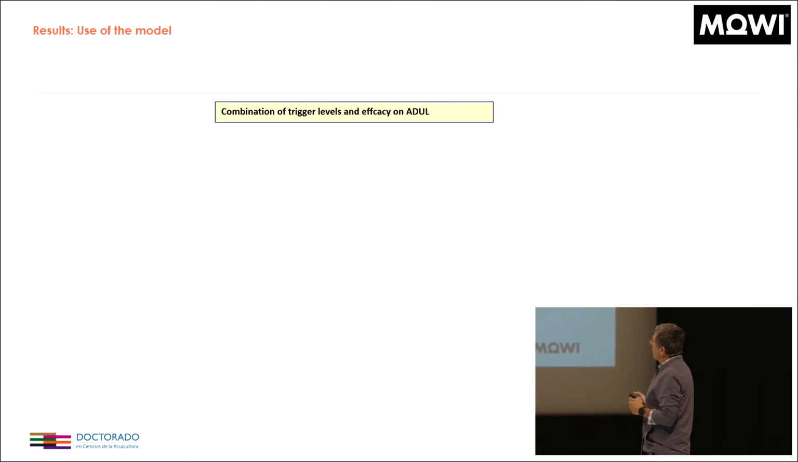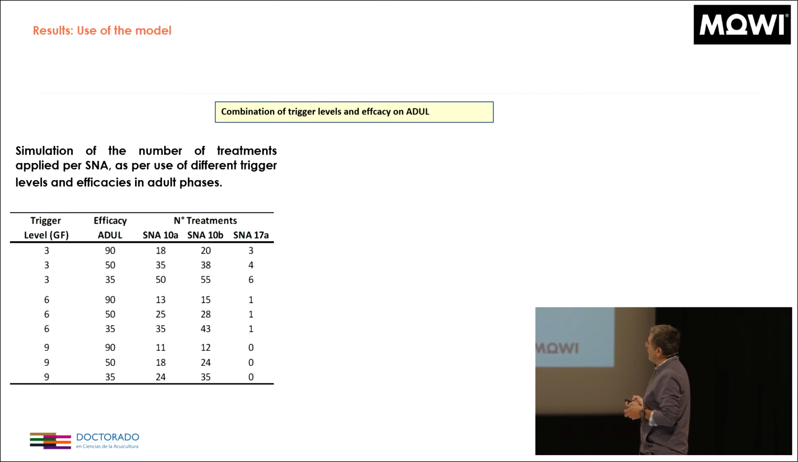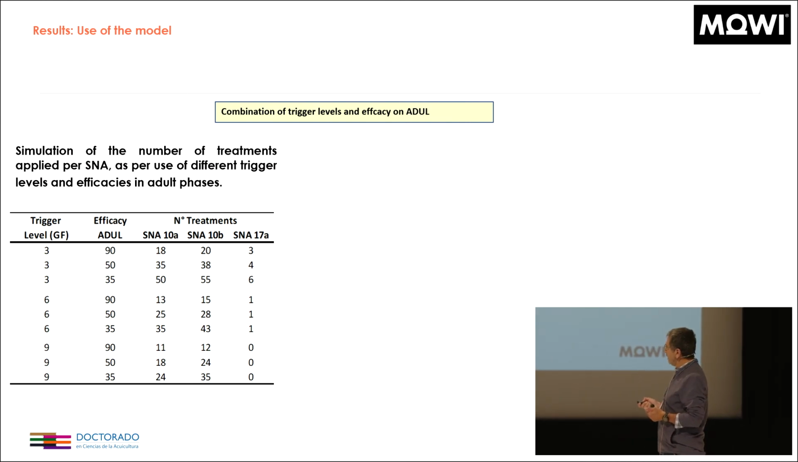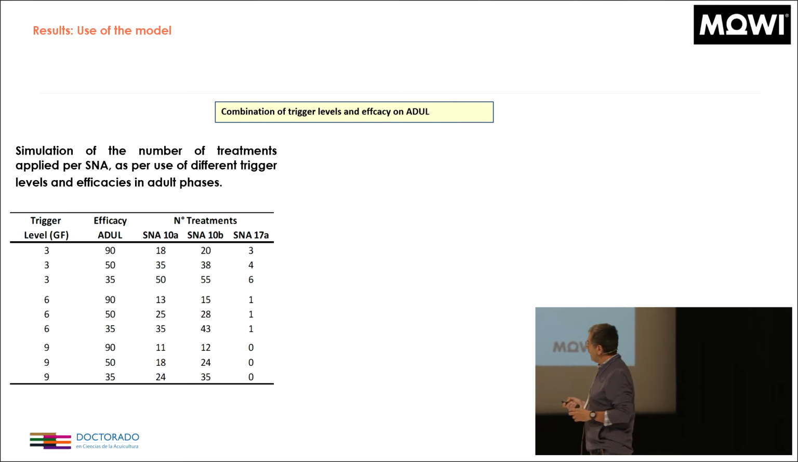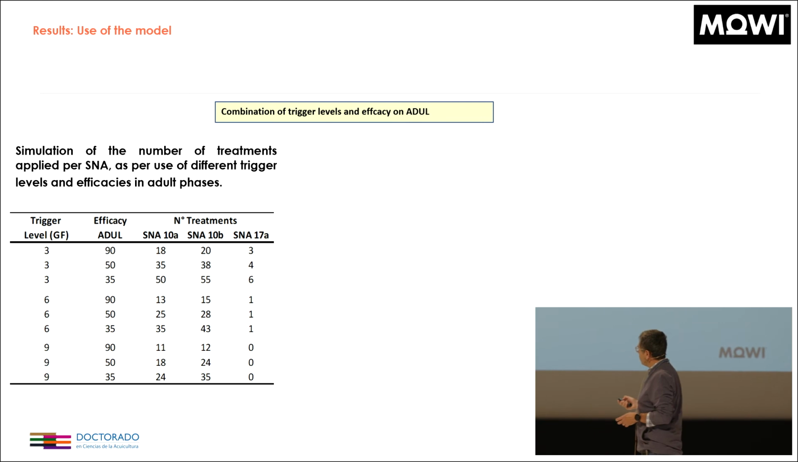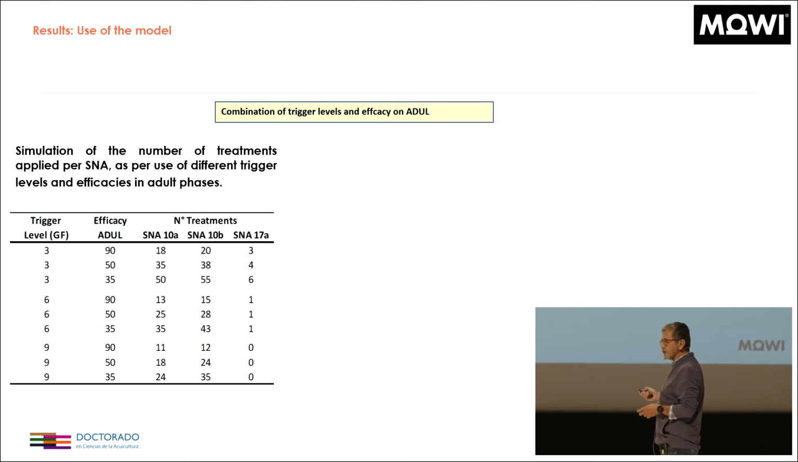And the other part is a combination of trigger level and efficacy on adult. In this table, I present different trigger levels that we can use: 3, 6, or 9. Just remember, according to Chilean regulation, it's mandatory to apply treatment when we reach 3 gravid females per fish. And using different combinations of efficacy on adult, like 90, 50, and 30%.